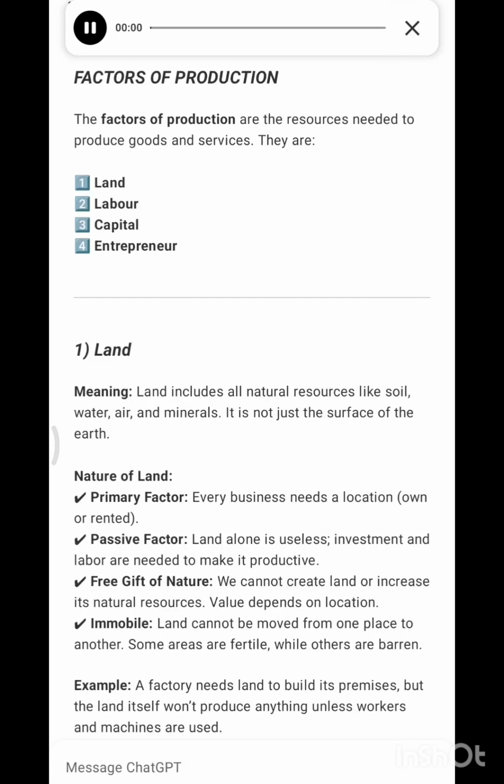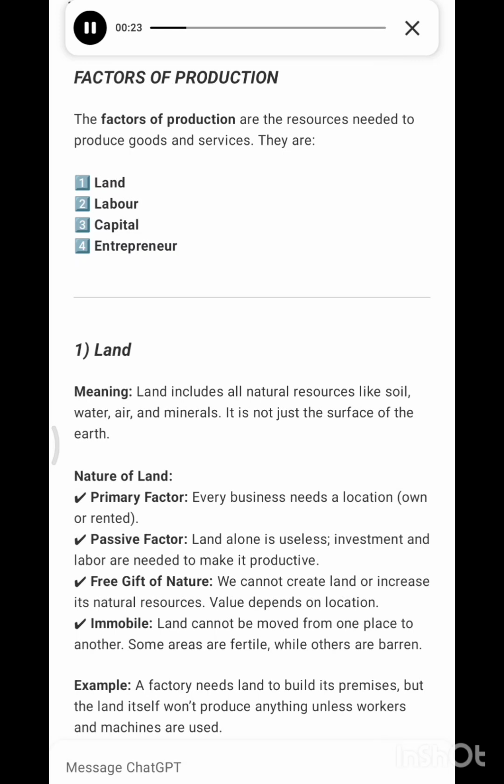Factors of production. The factors of production are the resources needed to produce goods and services. They are 1. Land, 2. Labor, 3. Capital, 4. Entrepreneur. Land. Meaning, land includes all natural resources like soil, water, air, and minerals. It is not just the surface of the earth.